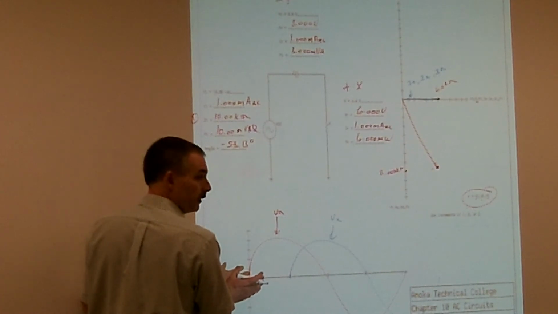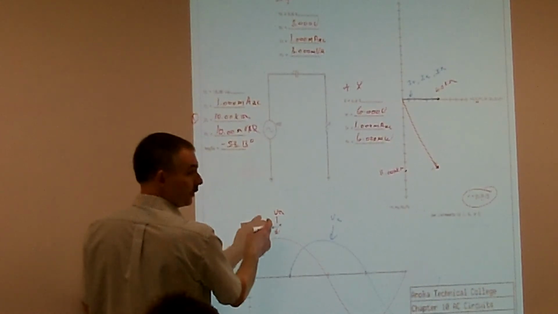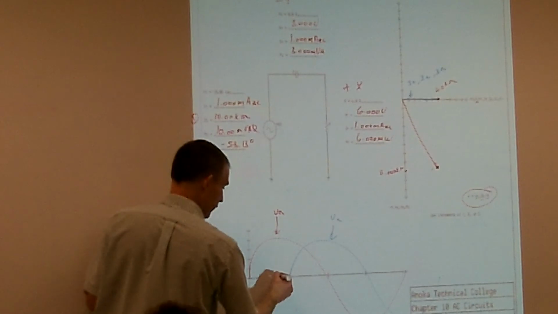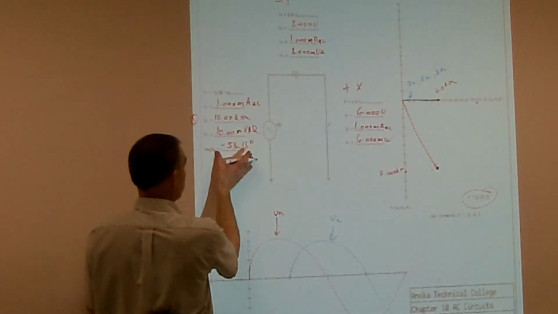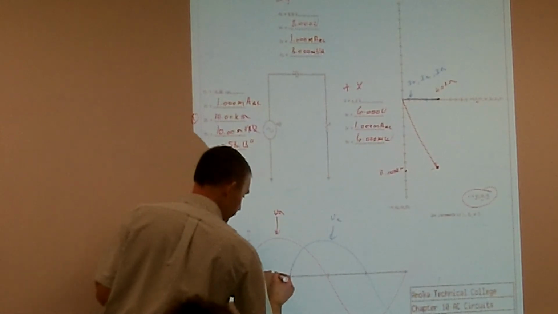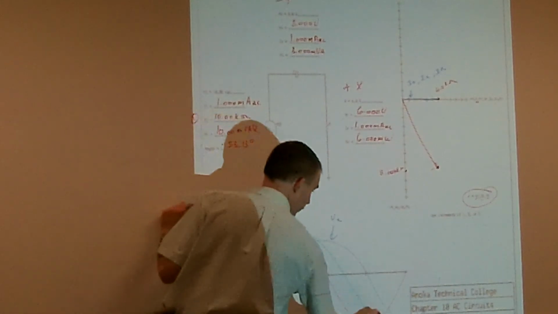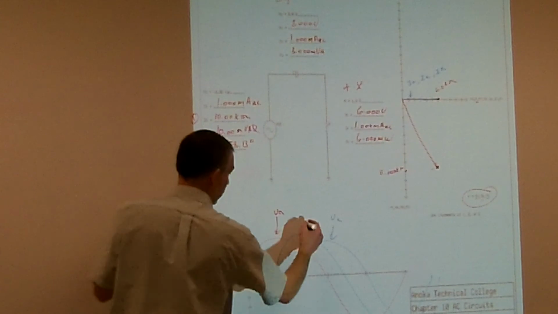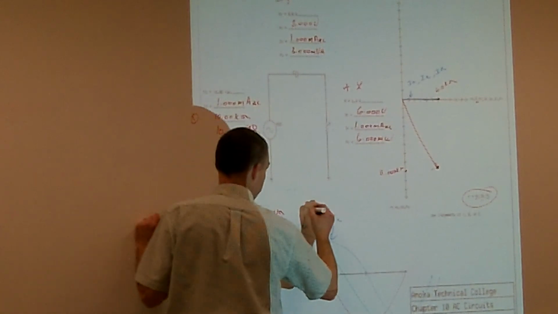And that's going to be in relationship to what? Which one? And this is the VR. So it's going to be lagging. So my VS is going to be lagging my resistor by 53.13 degrees. That's going to be where my VS is at.